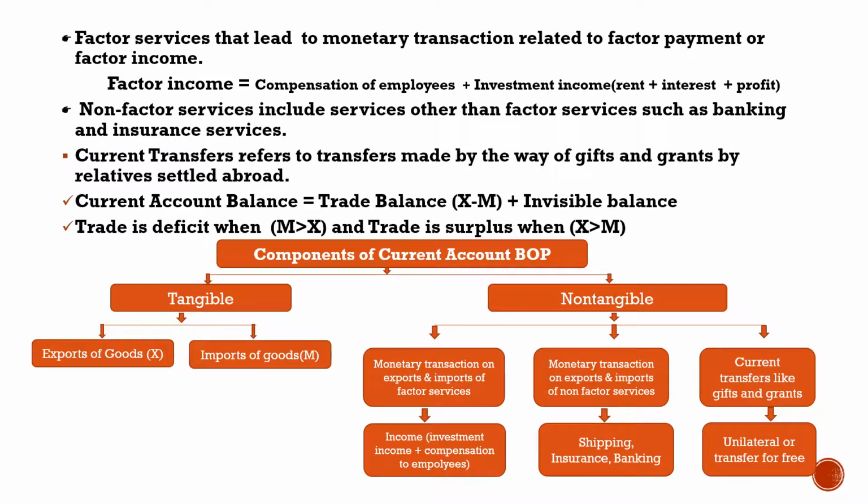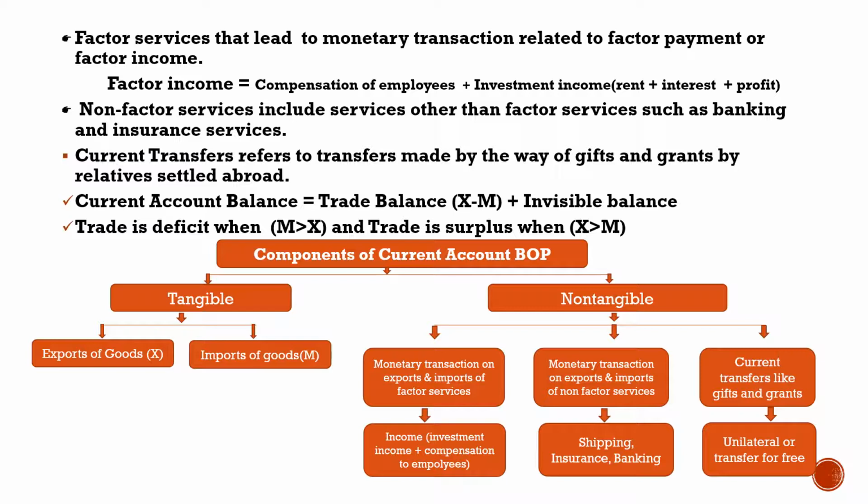Friends, factor services lead to monetary transactions that are related to the payment made to the factors involved in production, or say this is factor income, which is equal to compensation of employees plus investment income, which involves rent, interest and profit. And another is non-factor services, which include services other than factor services, such as banking services or say insurance services. Friends, now comes current transfer. What is that? It is a transfer made by way of gifts and grants by the relatives who are settled abroad.